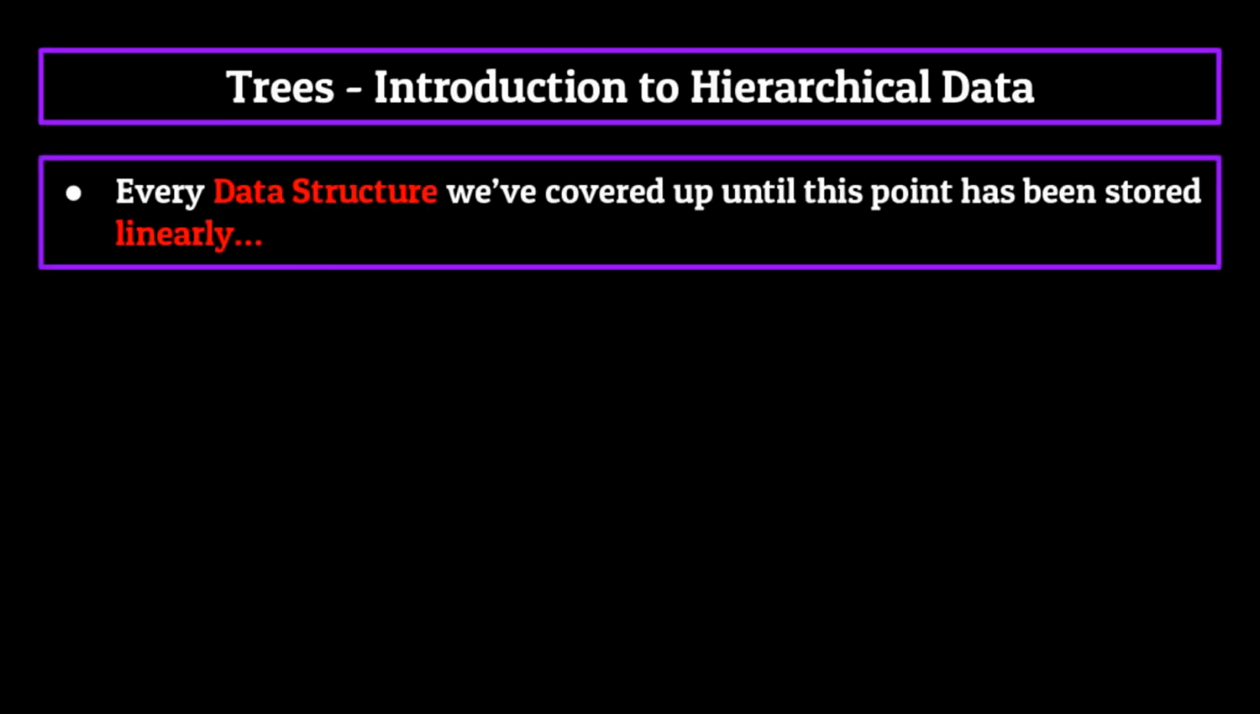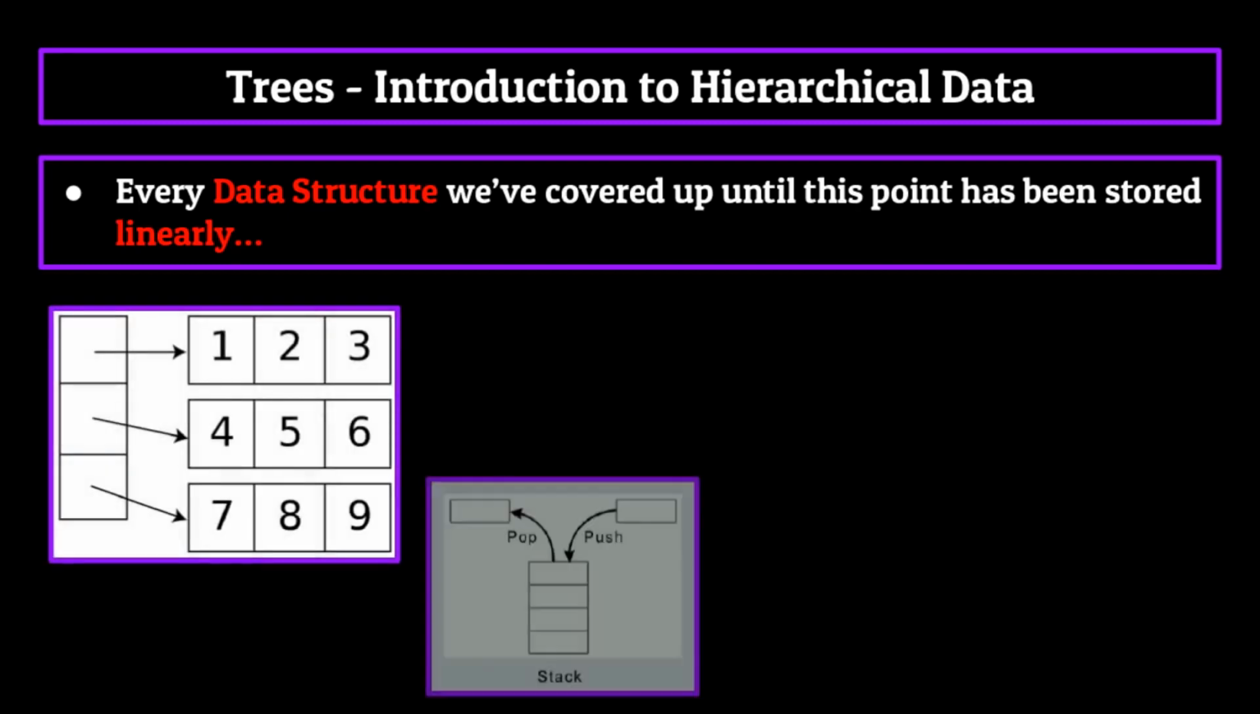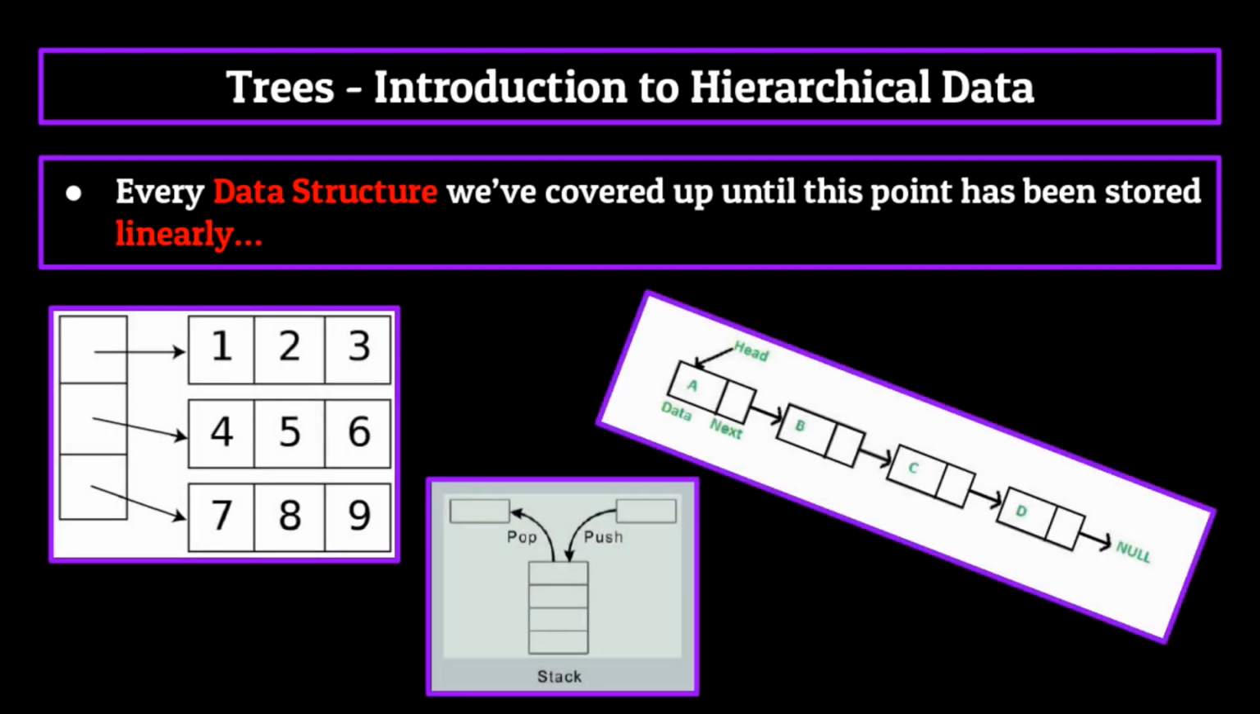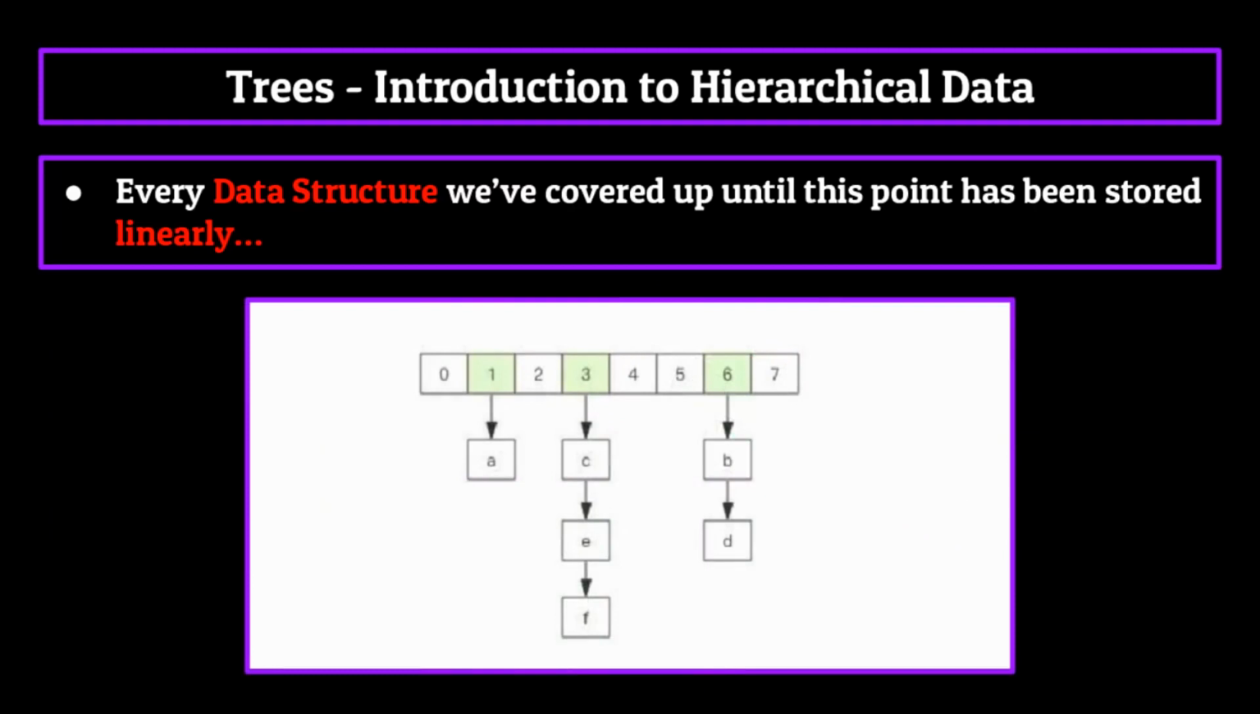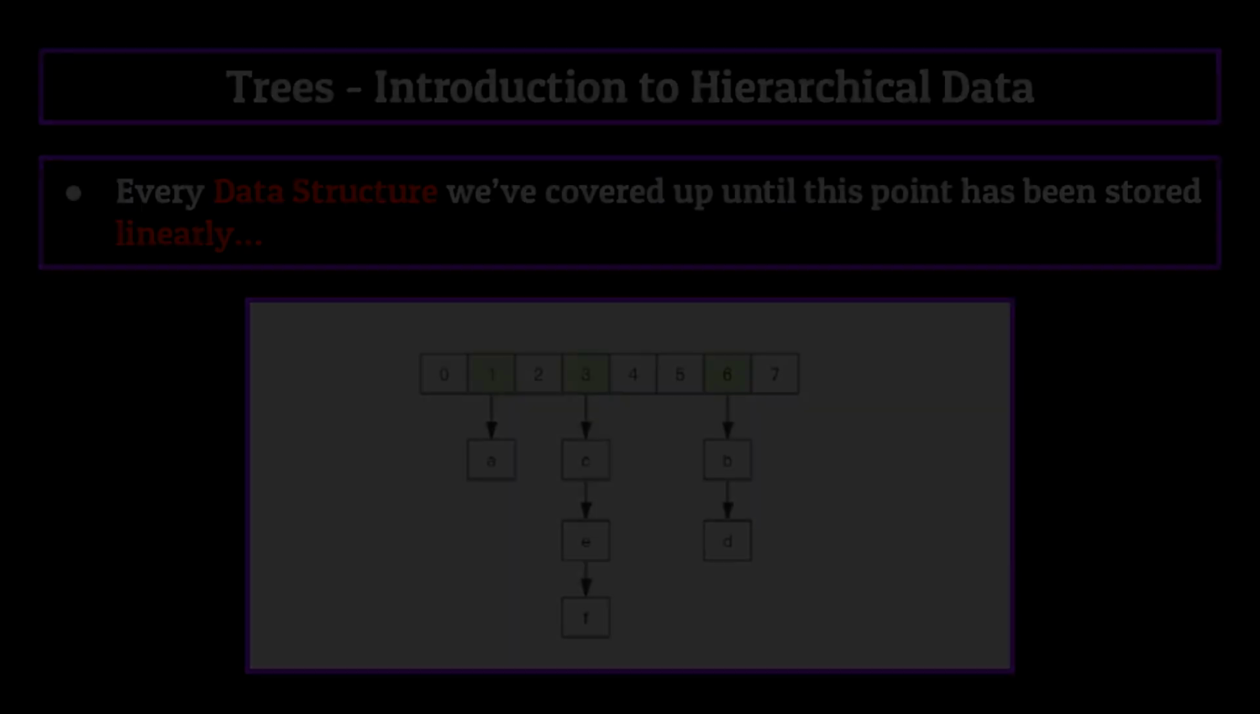Every data structure we've covered up until this point has been stored linearly. Arrays, stacks, linked lists, all of these had a definitive start and end to their data, and you could point them out easily. Even the dictionary could be laid out in such a way to be represented linearly. Everything was so nice and neat and easy to visualize.